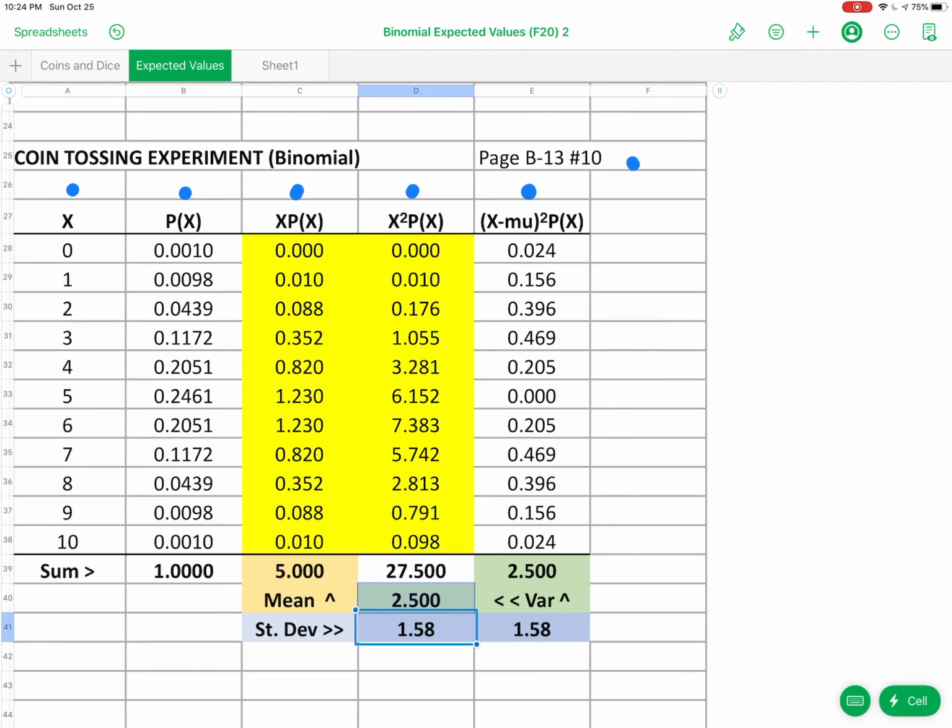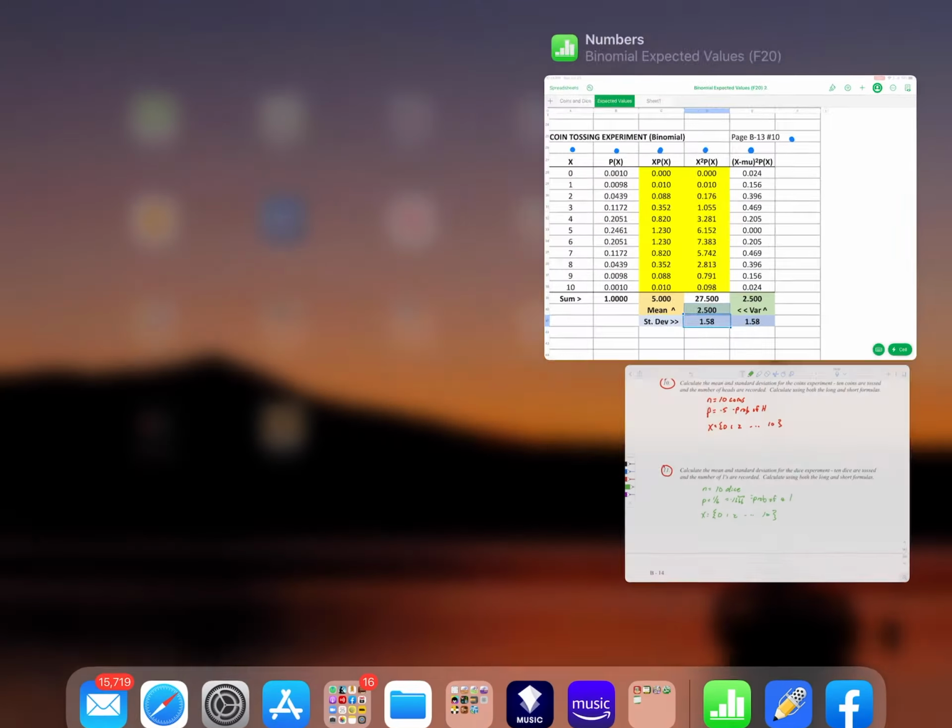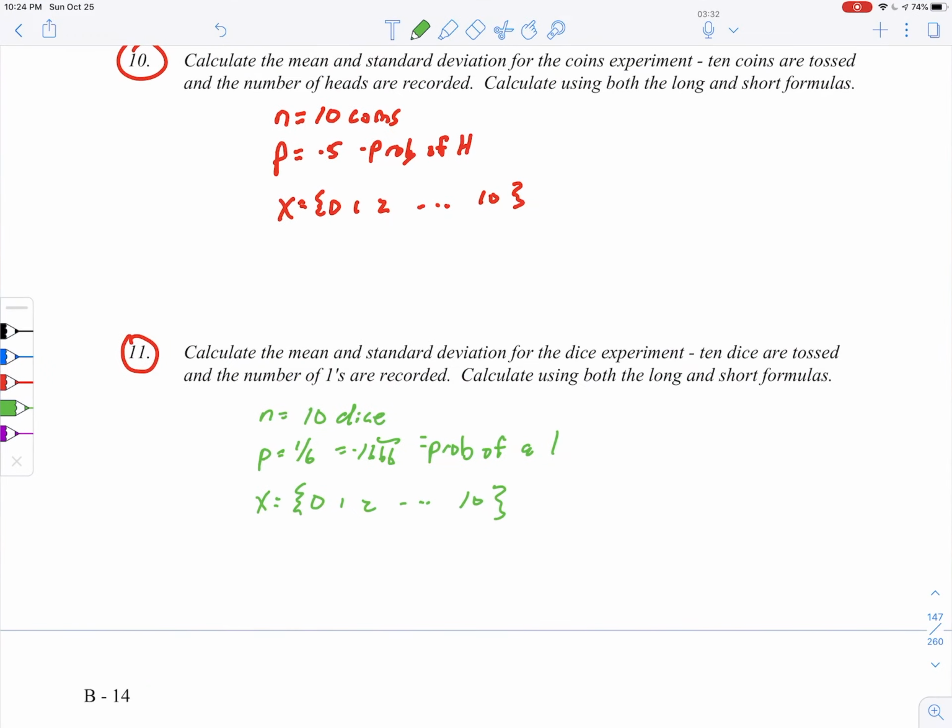And the square root of that gives you 1.5. All right, I'm going to write that down. And so let's go back here, and we're going to take a look at calculating these guys here.